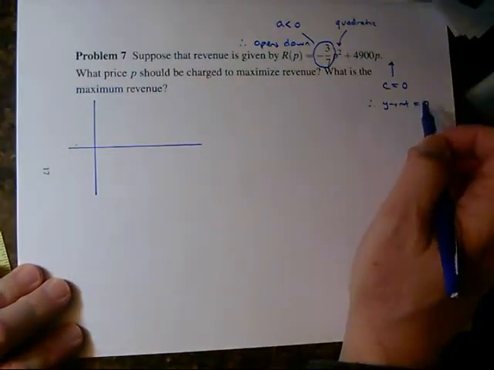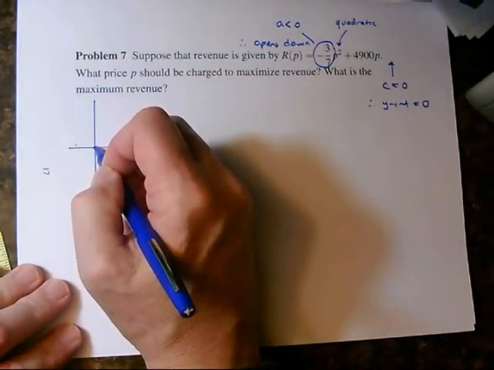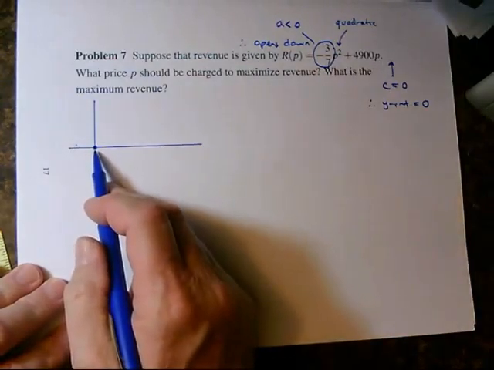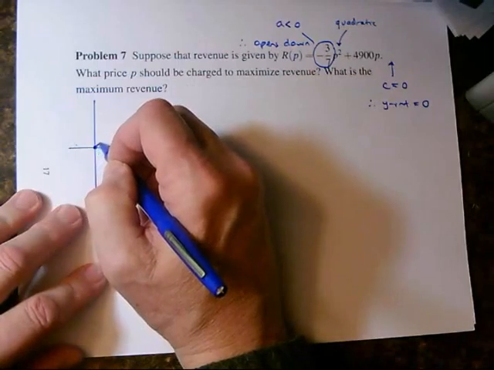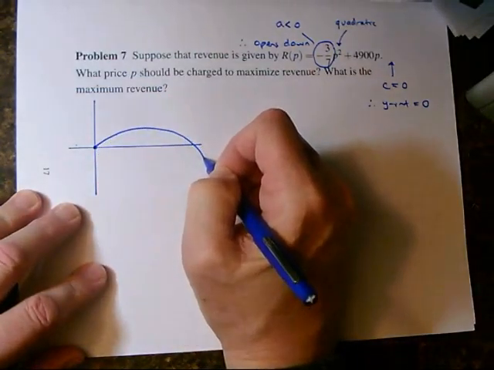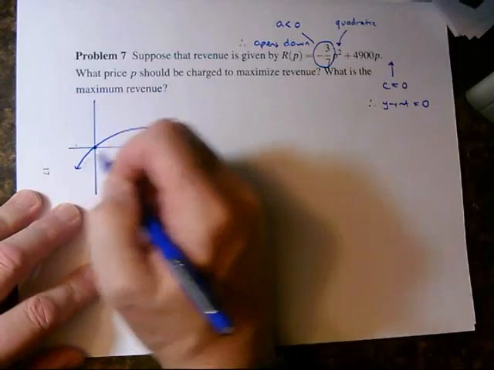Well, the y-intercept is 0. That means the graph goes to the origin. That's also an x-intercept. The graph opens downward probably means the graph will look like this. It'll be an inverted parabola.